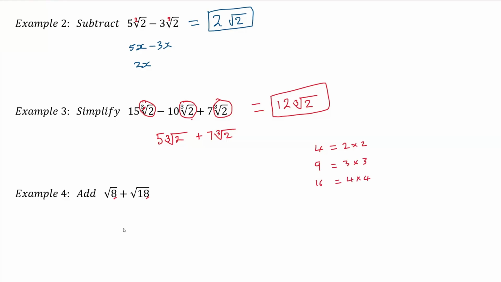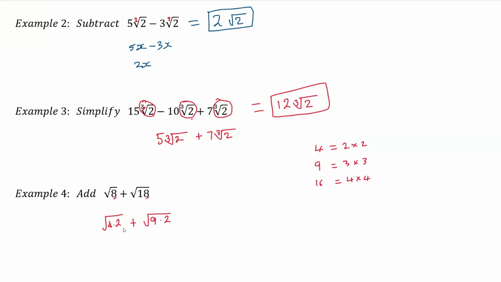So is there a perfect square times another number that gives you 8? And the answer is yes, because 8 is 4 times 2. Remember, 4 is a perfect square. So now you tell me, what perfect square times another number gives you 18? If you say 9, good job. 18 is 9 times 2. The reason why we want perfect squares is that we can take the square root of them.